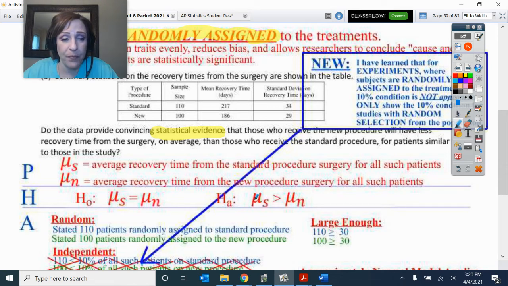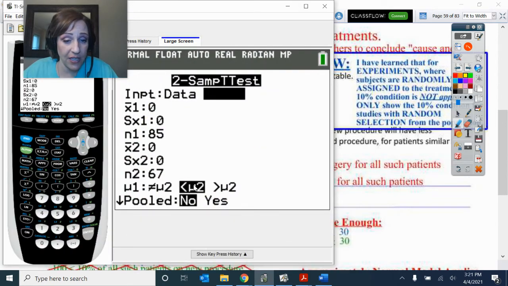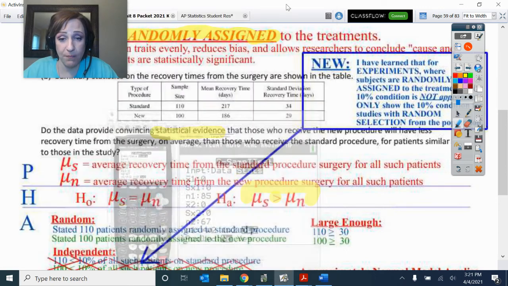Now, pay attention to how you do this sign here, because if you're going to put standard in first into the calculator and new in second, then I recommend you write that with the standard first and the new second, so that this symbol is like what you pull up on the calculator. So we'll be pulling up this symbol here where we want mu1 to be greater than mu2. Okay? So you have to make sure you pay attention to that.